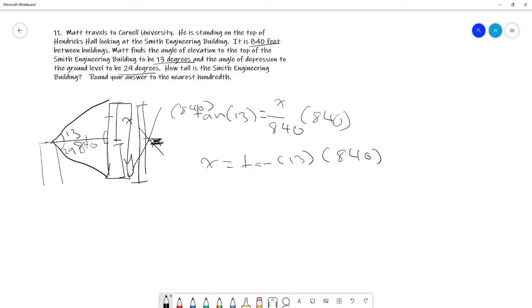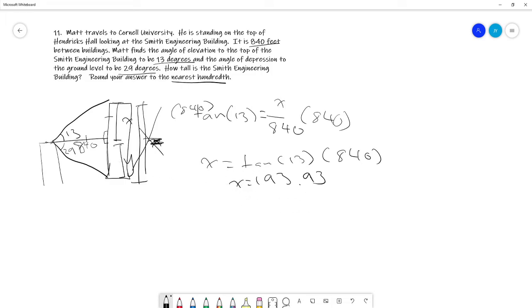Tan 13 times 840 would be 193.93. We're rounding to the nearest hundredths here. Okay, so we have x.